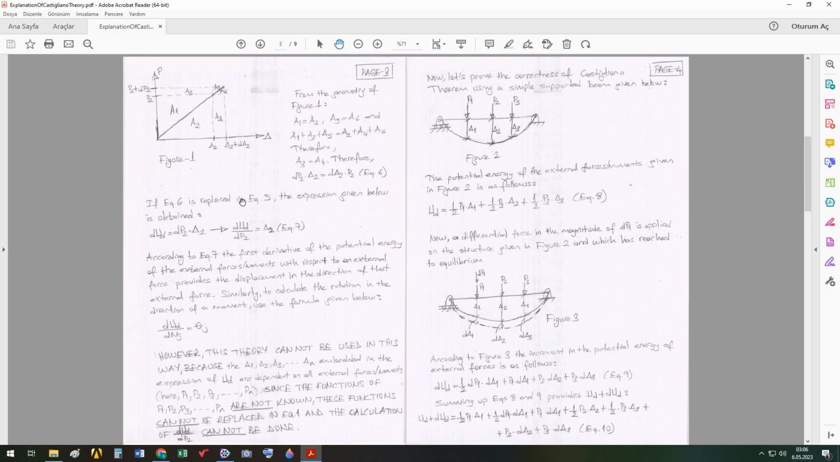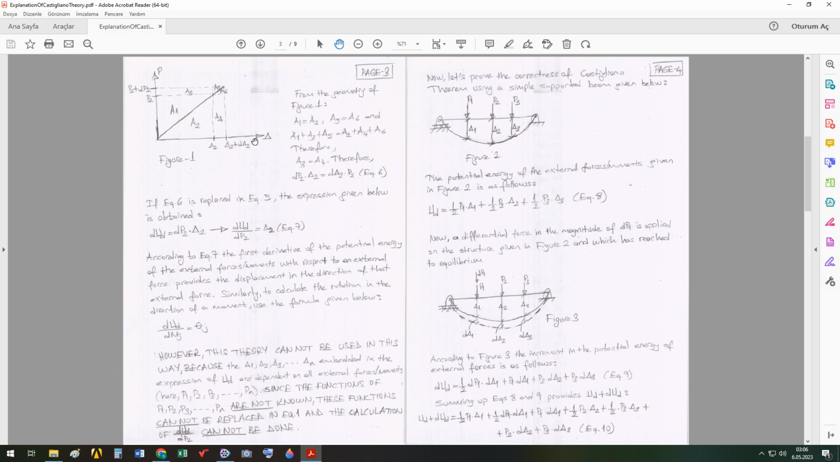Now, this is the static load P and delta. Since it complies with Hooke's law, displacement increases proportionally, or linearly, with respect to P. So P2 is increased to P2 plus dP2, and delta 2 is increased proportionally to delta 2 plus d delta 2. And according to Hooke's law, this line is valid.